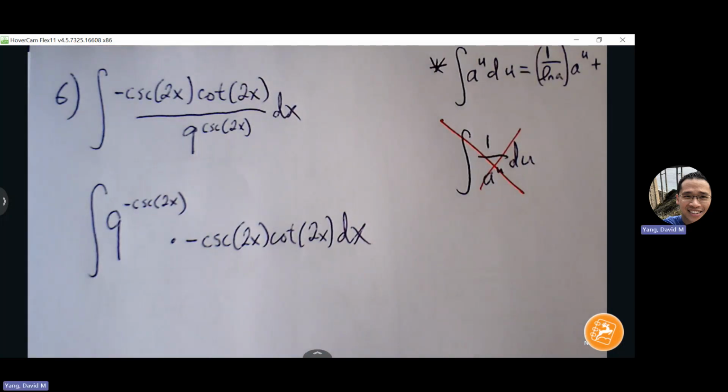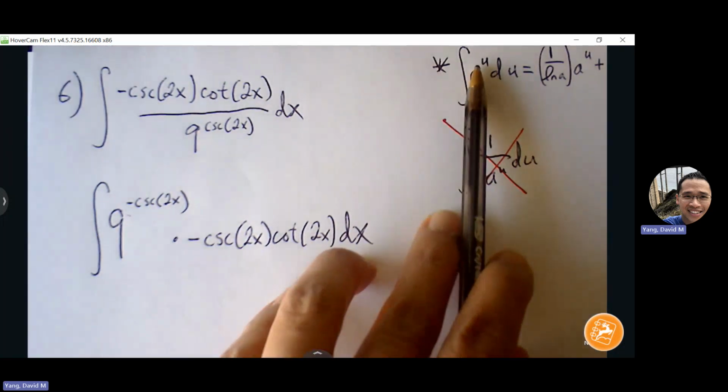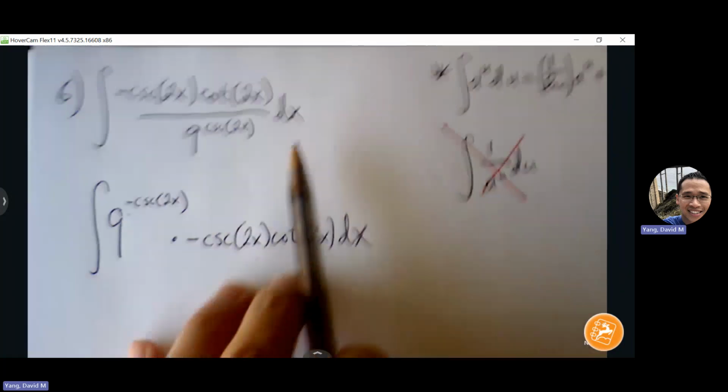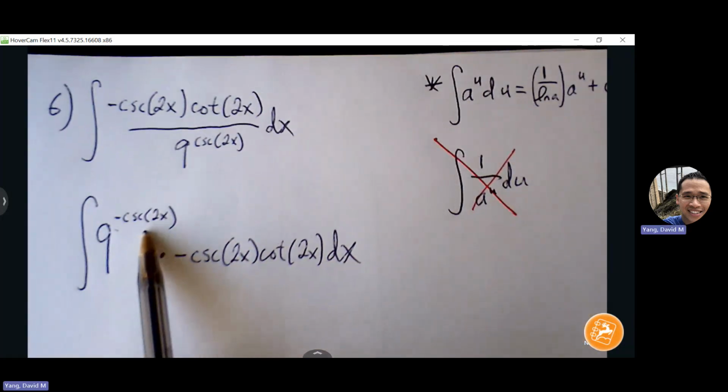What's the entire exponent? Negative cosecant 2x, right? We can't leave that negative out, because if we leave that negative out, then it looks like a to the negative u, and we don't have a rule for a to the negative u, right? We have such restrictive rules there that if we want to use this rule here, we got to make sure that everything matches perfectly. The only way to do that is if we force the entire exponent to be the u value.